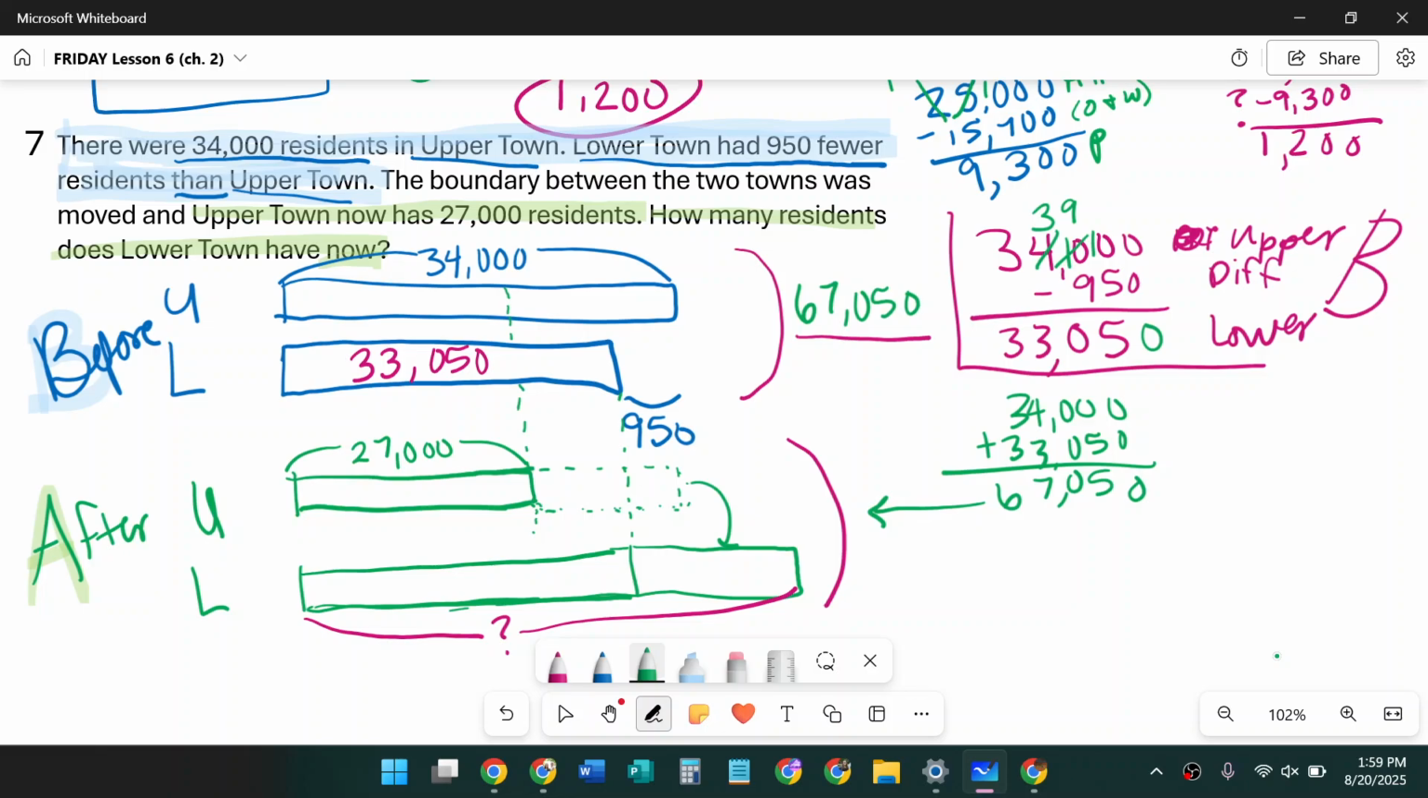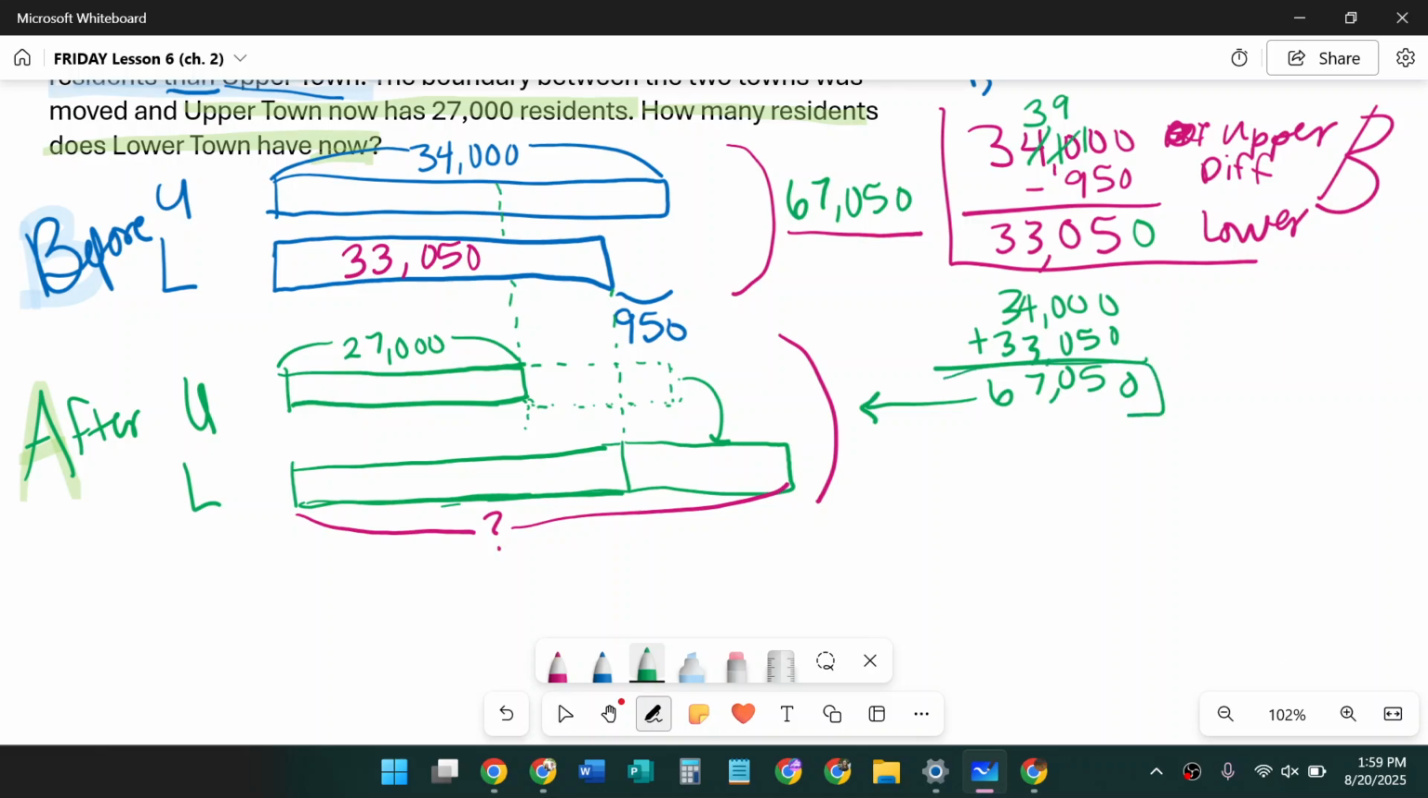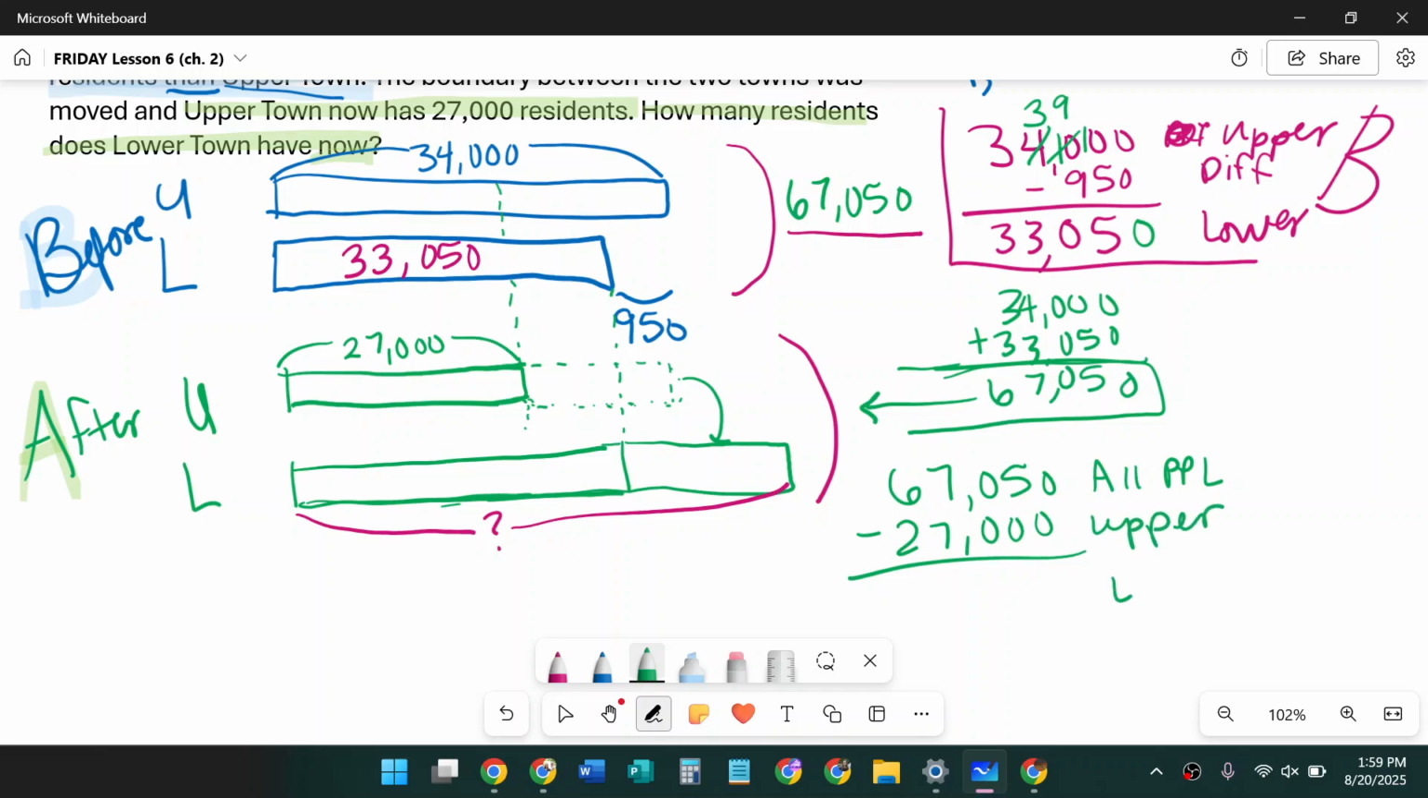We actually don't need too much trickery here with our movement. Now that we know that, we can just take this total right here and subtract how many people are in Uppertown now and figure out how many are in Lowertown. So 67,050, that's all the people. And we're going to subtract the 27,000 that are now in Uppertown, and that will tell us how many are in Lowertown. Excellent. So this number down here is 40,050. And that's our answer. That's how many residents Lowertown has now.